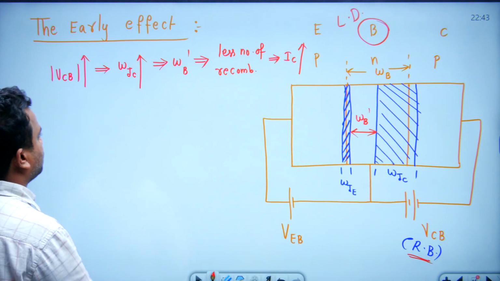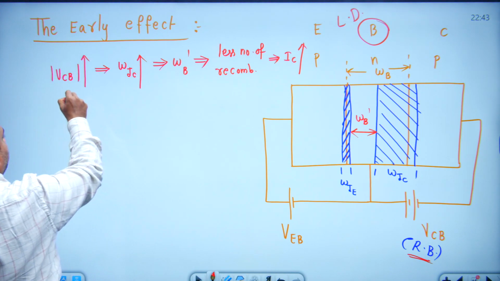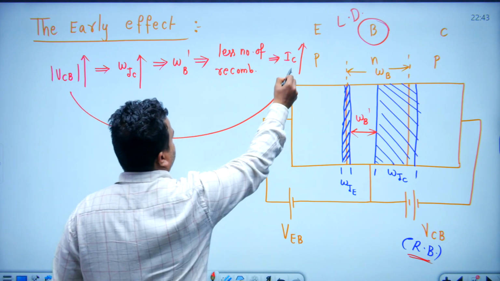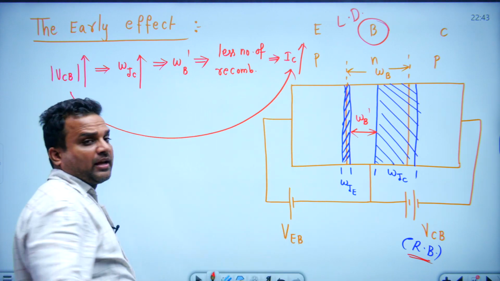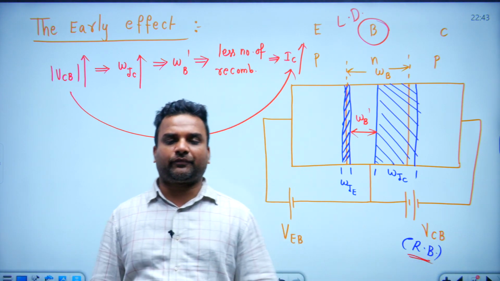Guys, this is what the early effect is. That means by increasing the VCB voltage, there is an increase in the collector current. This is the early effect.